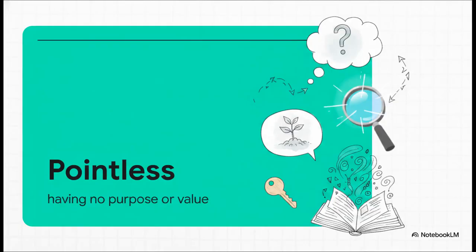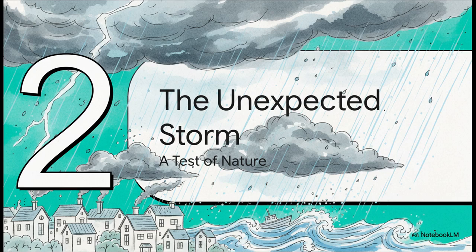George actually labels Ethan's actions as pointless, which means having no purpose or value. George looks at Ethan sitting there silently and thinks there is absolutely zero value to be gained from it. Keep this word in mind, class, because the entire story hinges on proving whether Ethan's habit is actually pointless or not. Let's move to Section 2, The Unexpected Storm.